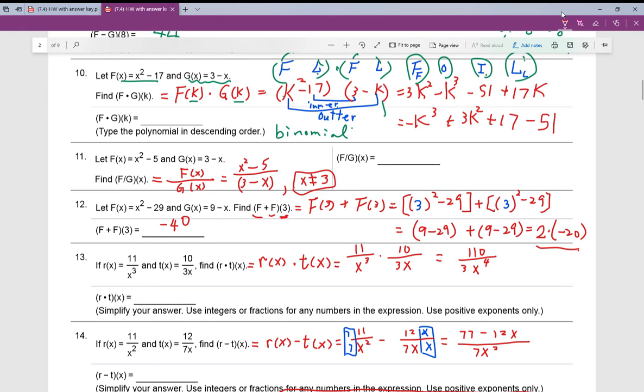Number 13, multiplication. These two functions you want to multiply. So function r multiplied by function t, and denominator multiplied with denominator, numerator multiplied with numerator. That's multiplication for the fraction.